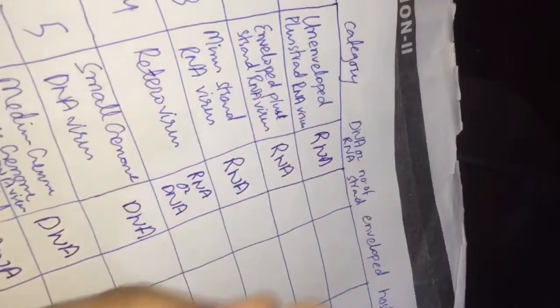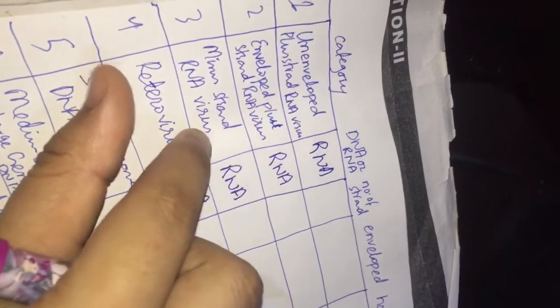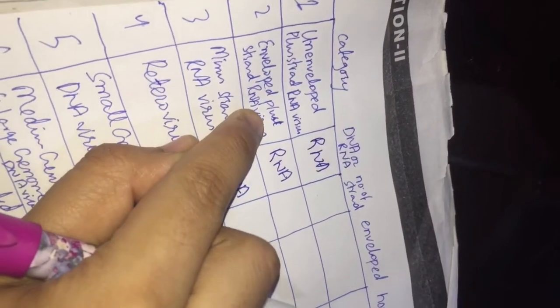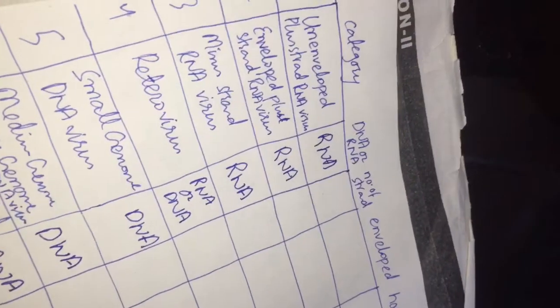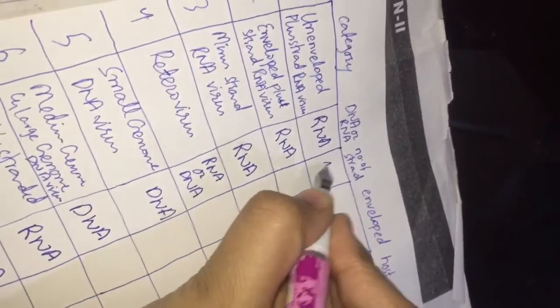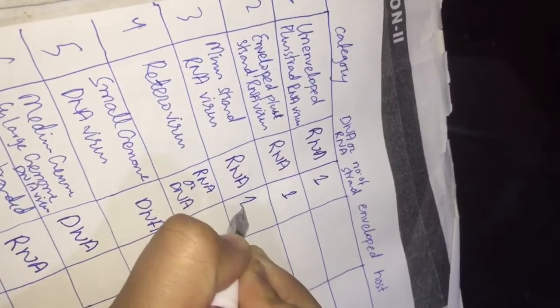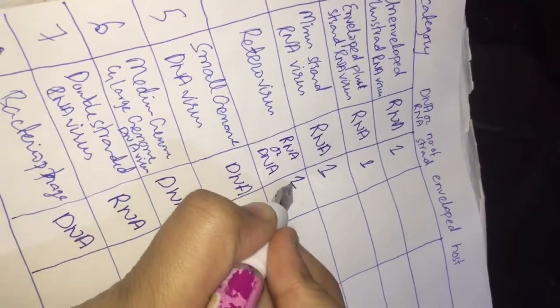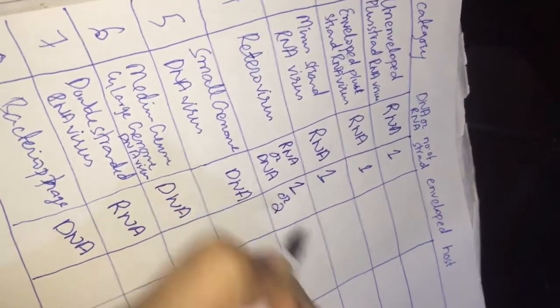So if you remember the classification of viruses, we classified all these RNA viruses. Unenveloped plus strand RNA virus, enveloped plus strand RNA virus, and minus strand RNA virus, all these three categories were single strand RNA viruses, so they will have only one strand in their genetic material, whereas retrovirus can either have single strand RNA or double strand DNA, meaning it can have either one strand or two strands.